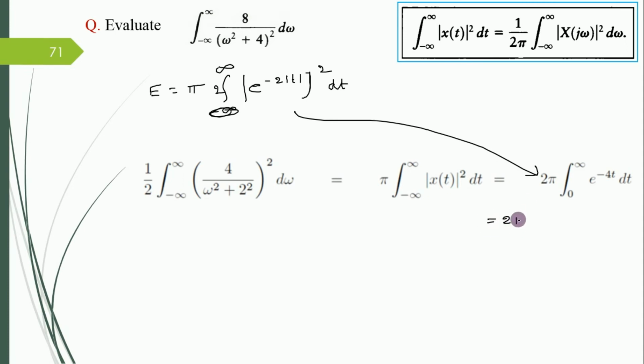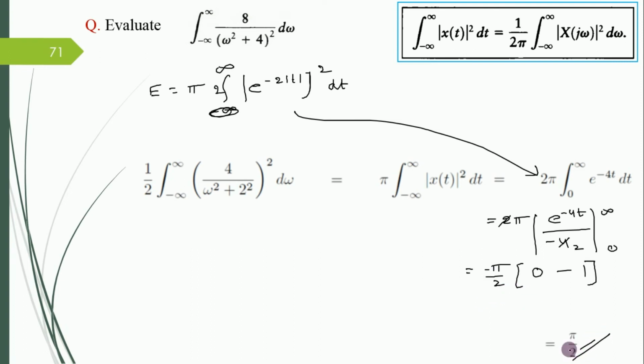So 2 pi, e raised to minus 4t divided by minus 4. This is the integration. Apply the limits. So you get, 2 here, this 2 cancels. You get minus pi by 2. Substitute e raised to minus infinity becomes 0. Minus e raised to 0 becomes 1. Minus minus cancels. You will get it as pi by 2. That's your answer. Pi by 2 is your answer.